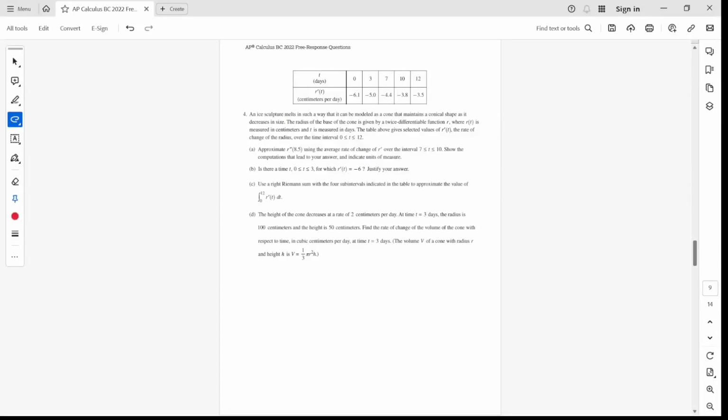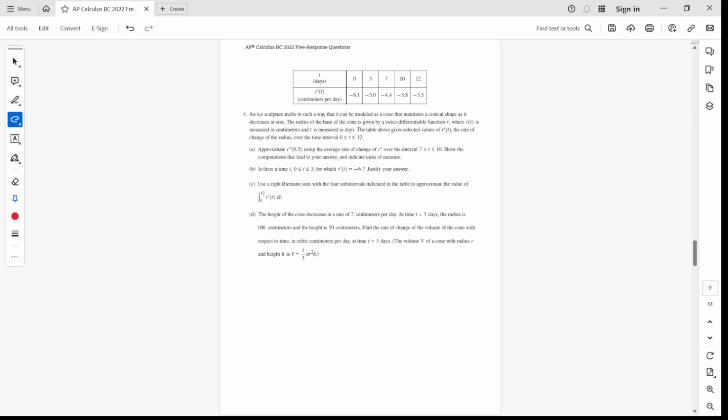Hello guys, today I want to cover this problem. This problem is from last year's AP Calc BC exam. It's from section 2 part B, and let's look at this problem.